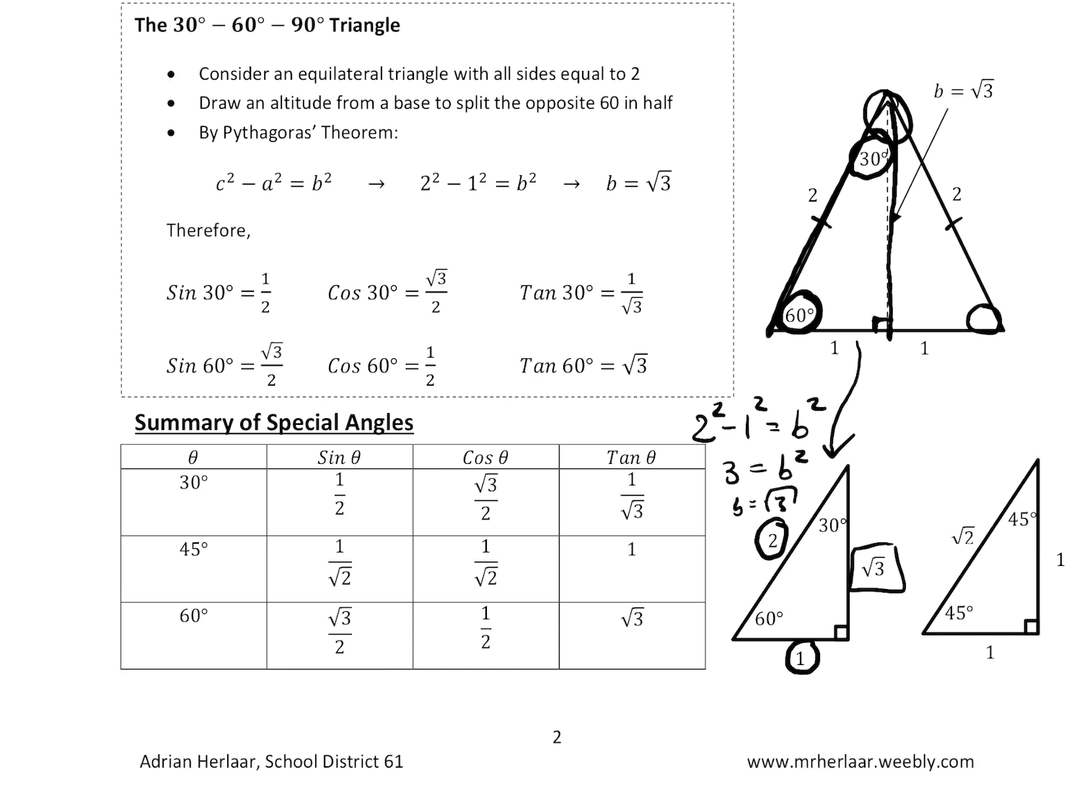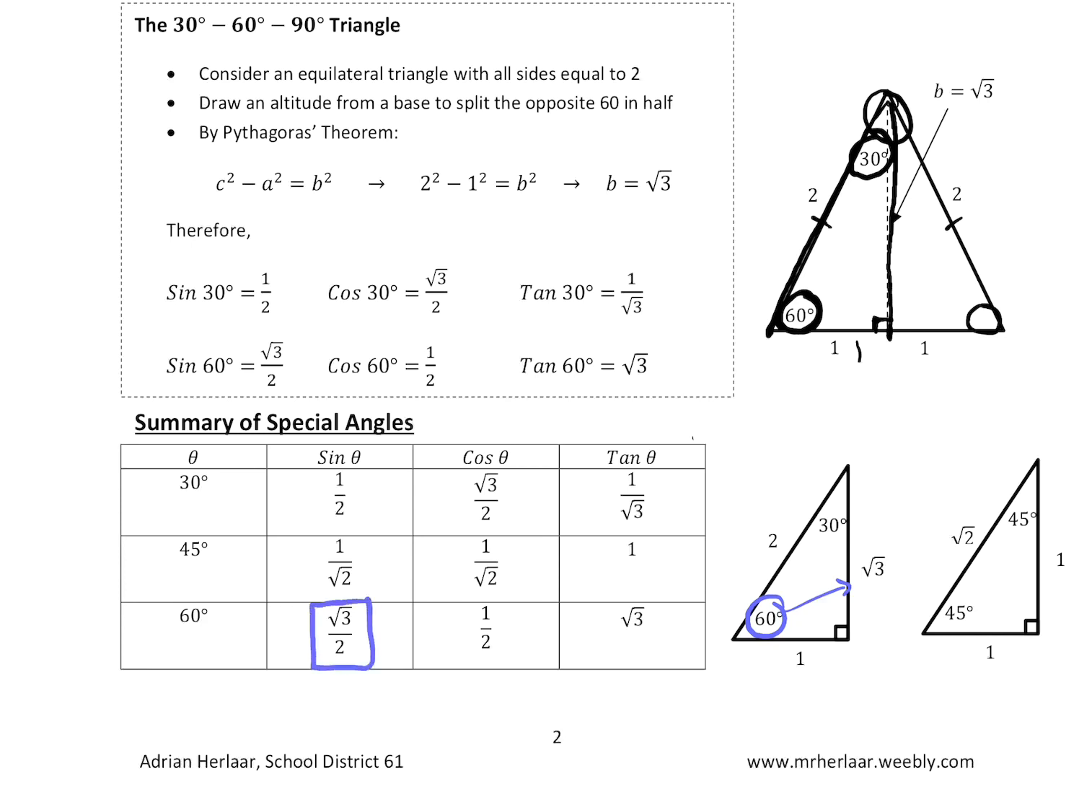And then again, depending on which angle you want to use as your reference point, I'm going to erase this stuff. Here's where we can measure the special angles. So if we're going to use 60 degrees, sine is opposite over hypotenuse. So sine of 60 degrees is root 3 over 2. Right? Cosine of 60 degrees, adjacent over hypotenuse, 1 over 2. Tangent is opposite over adjacent, which is why you get root 3.